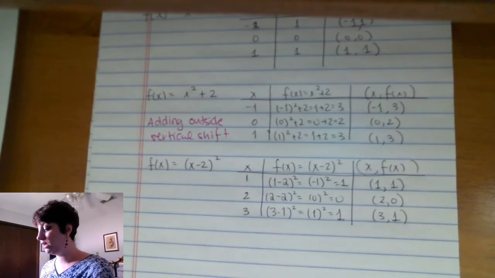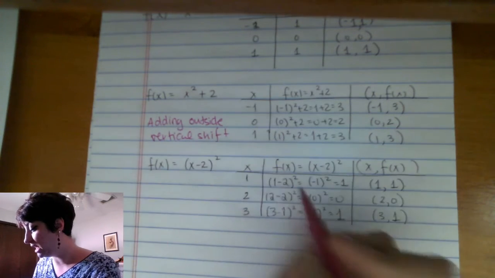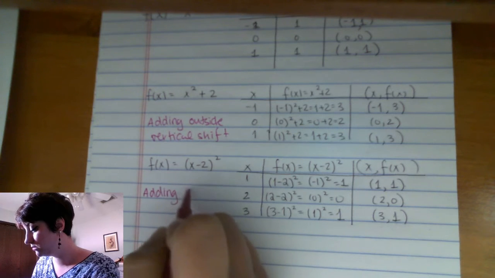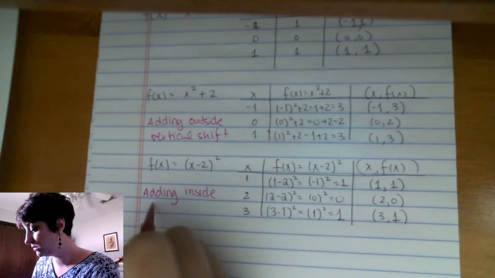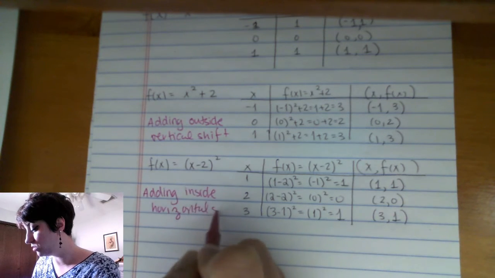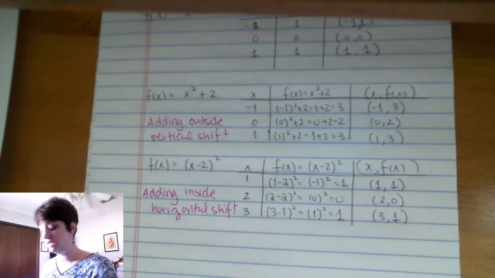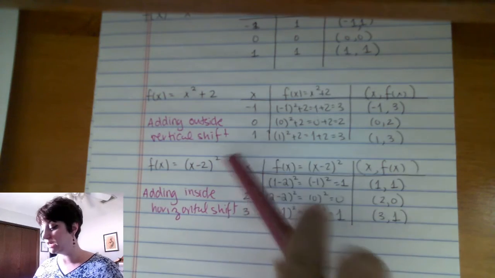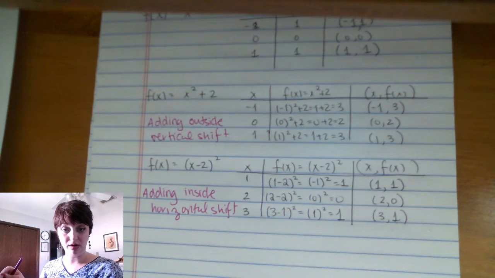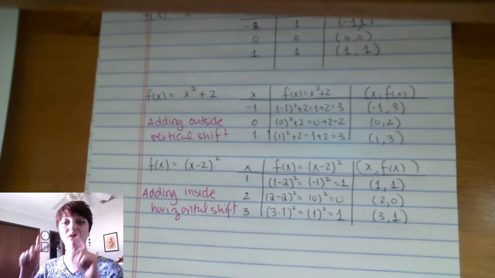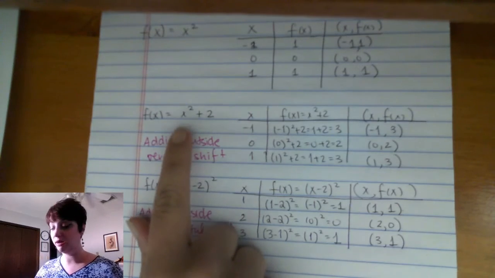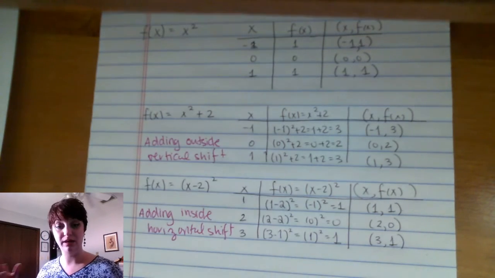So my summary is adding inside is a horizontal shift. And again, what I mean by inside is I'm inside the squaring. I change the x and then I square it. So I pick an x, subtract 2, and then square it. And that's different from the other one where I squared and then did my adding or subtracting.